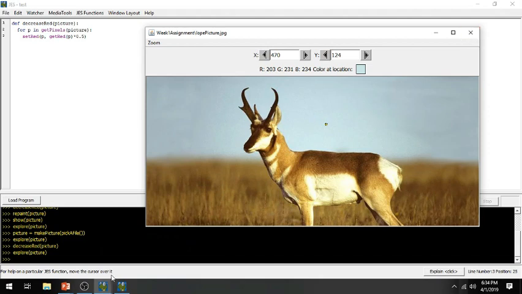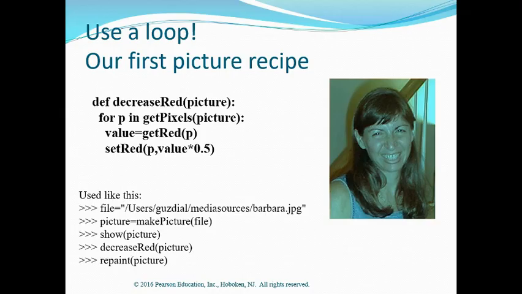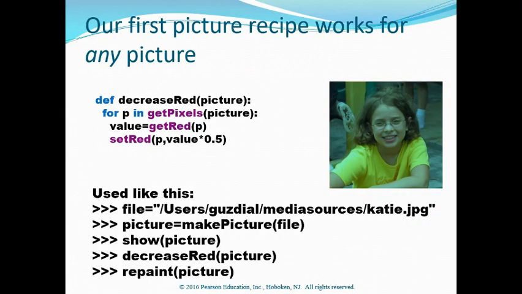Okay, so I'm going to close that and continue on. Okay, so our first picture recipe works for any picture. So as you can see, they did the same thing, and they have a decreased red for this picture of this child as well.